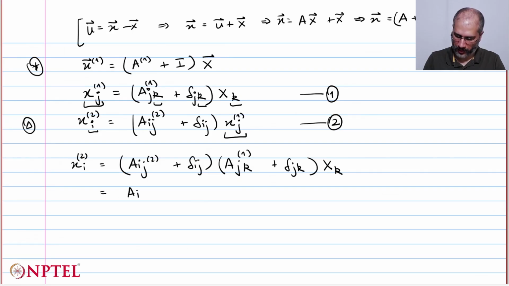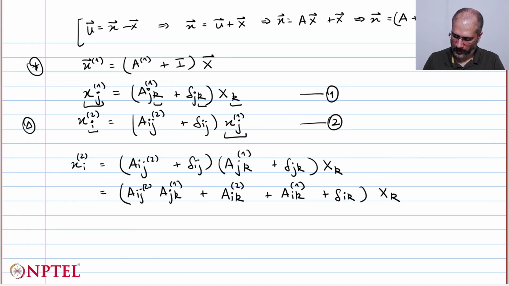So this becomes aij2 times ajk1 plus, now we have a multiplication with deltas, so I'll apply the substitution property as well. So this becomes aik2 plus aik1 plus a delta ik times an xk. Now these are small, well, smaller than these, so I can neglect this in comparison to the other coefficients of a.